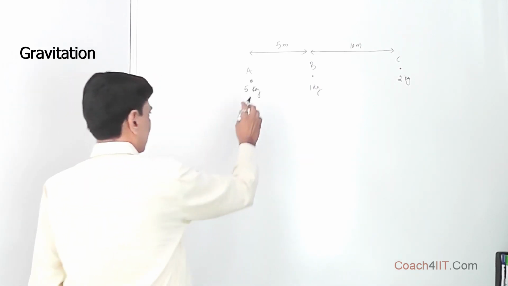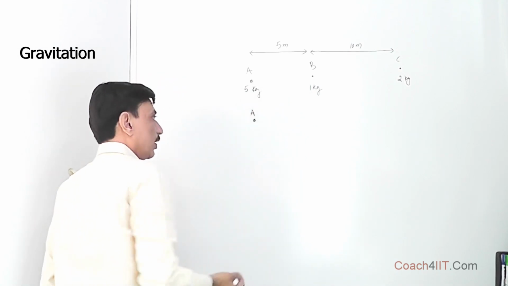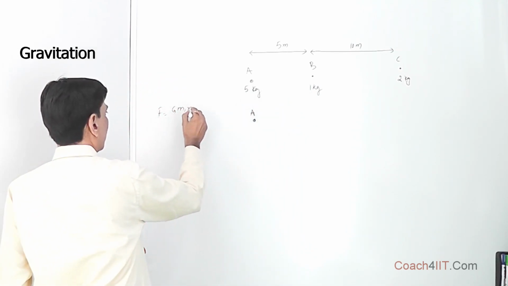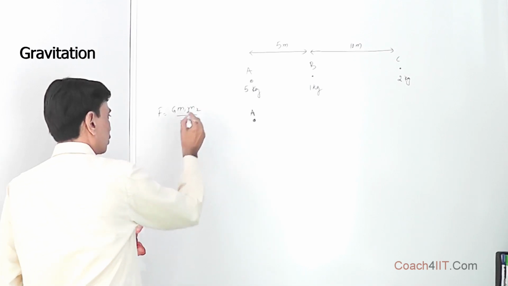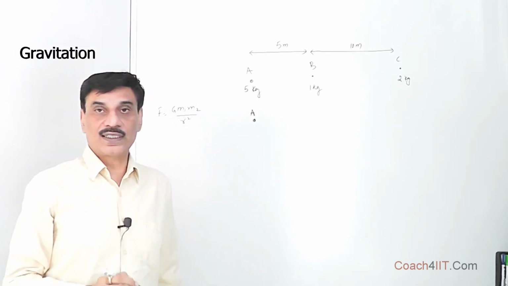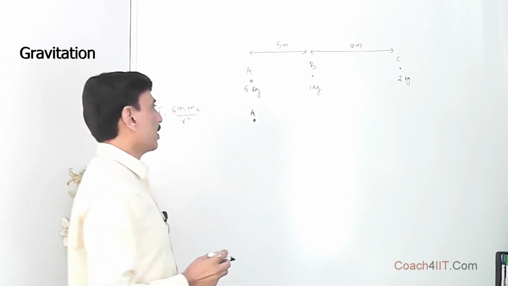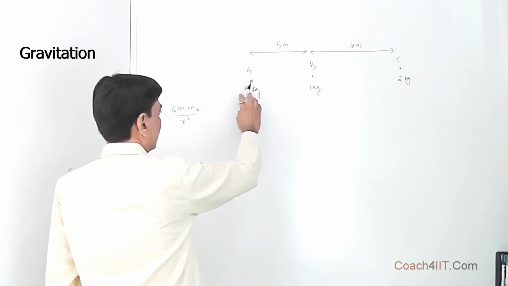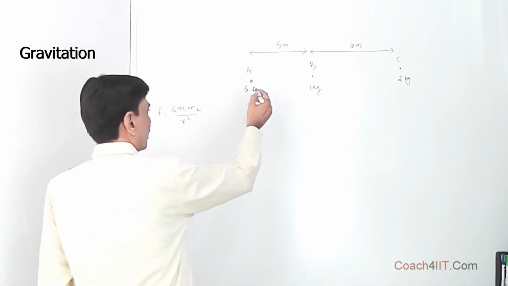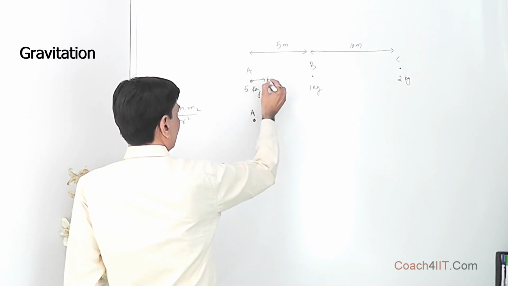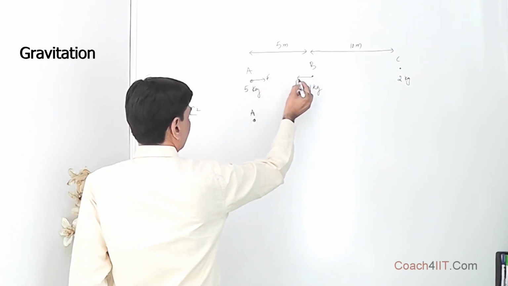So let's see first the interaction between this and this. We know that F is equal to G m1 m2 upon r square, so this is always the force of attraction between the two masses m1 and m2 separated by distance r. Similarly over here, this is 1 kg, this 5 kg and this 1 kg, so there is also going to be force of attraction. This will attract it this way and this will also attract it this way.